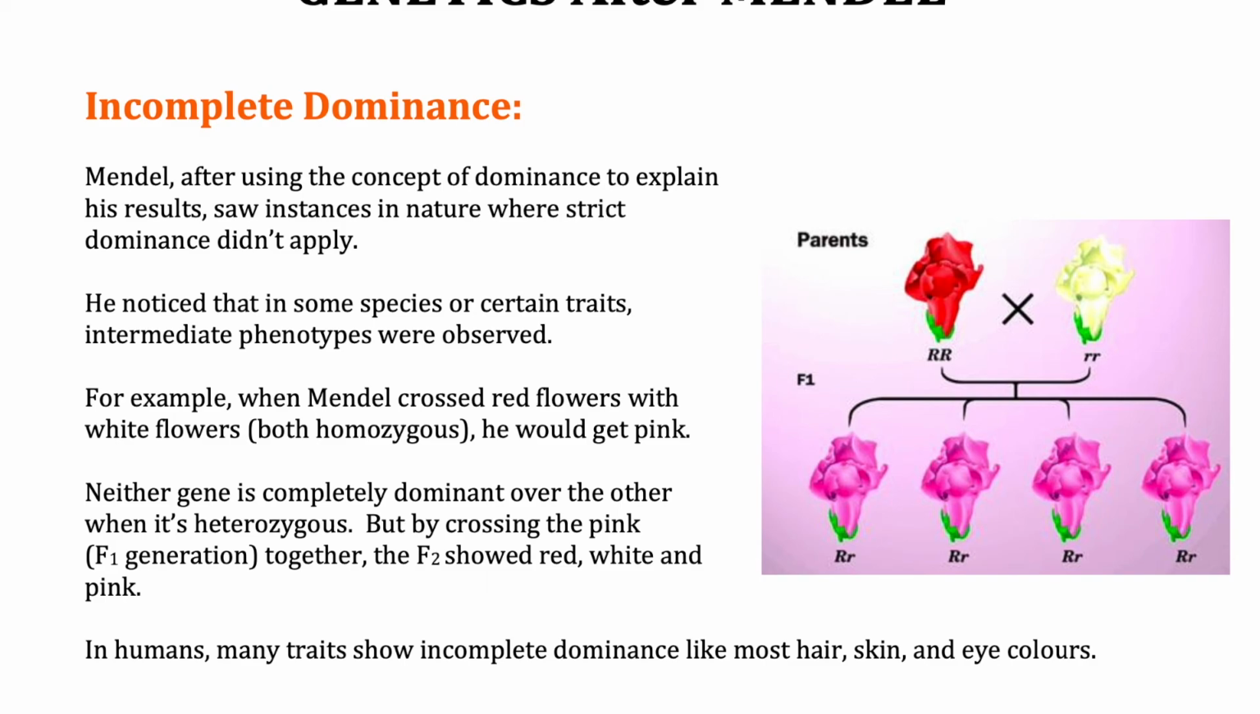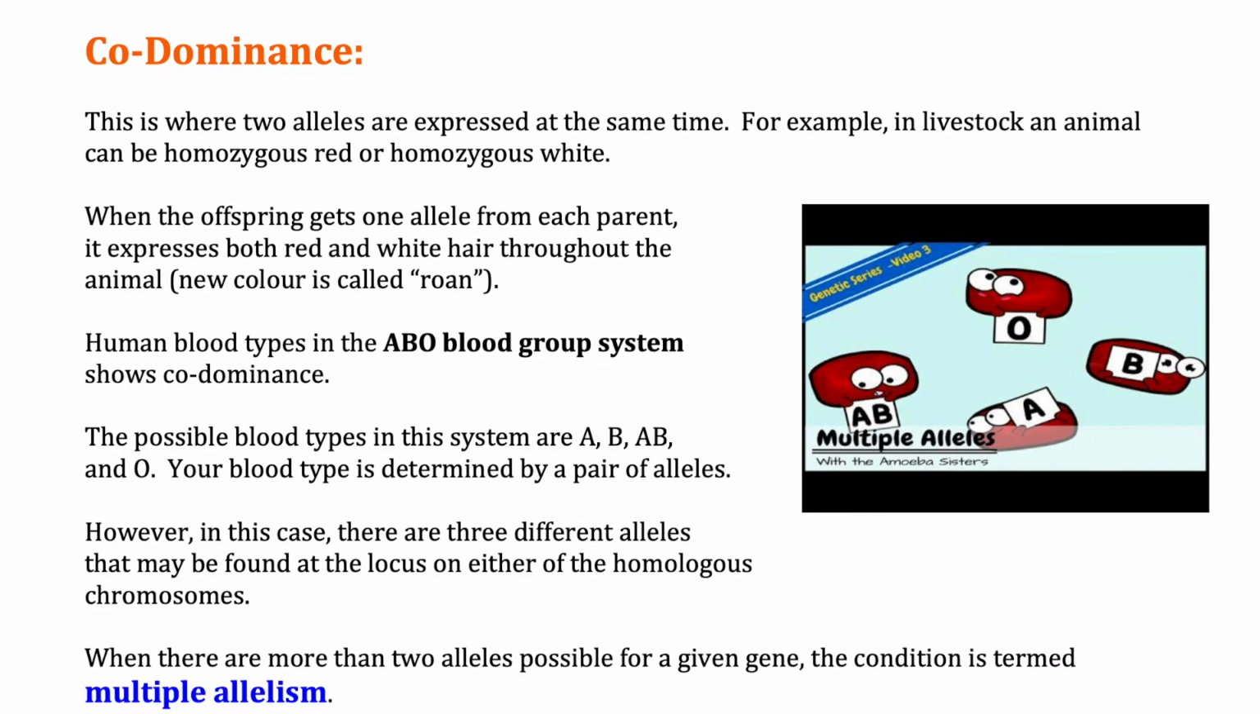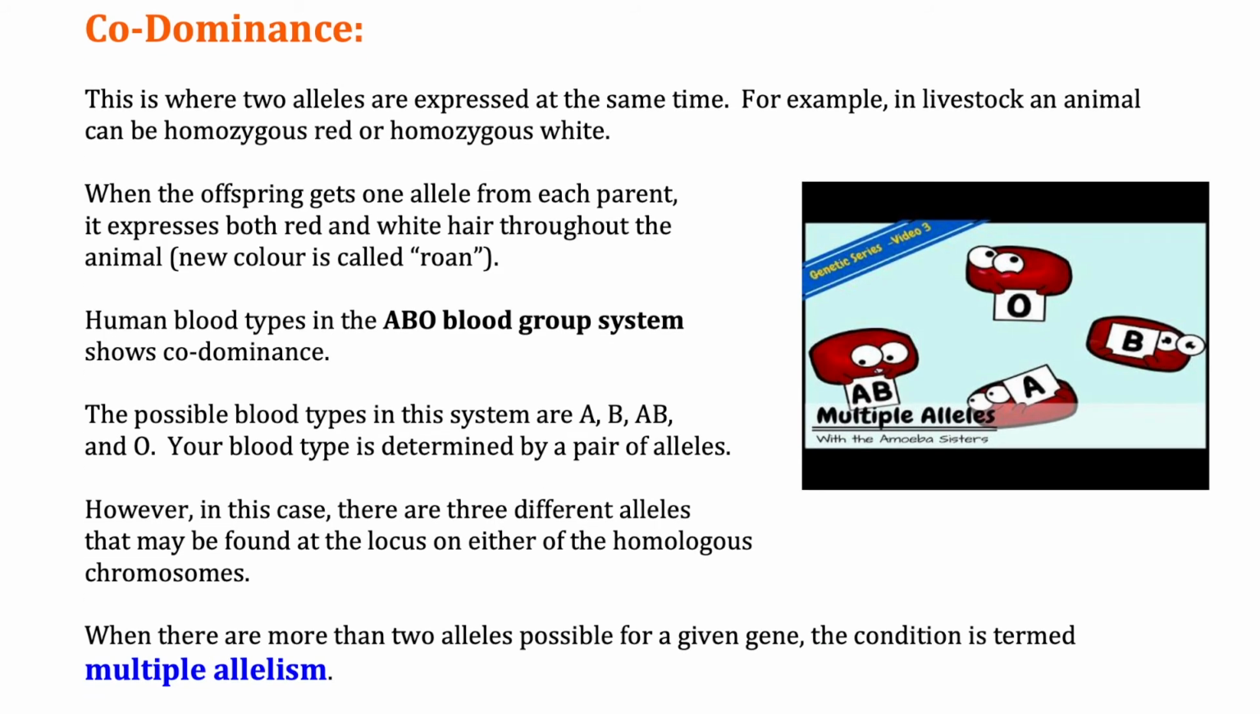In humans, many traits show incomplete dominance, like most hair, skin, and eye colors. Think about it. A Black person marries a white person, they have a kid, it comes out mixed. It's pretty simple. Then we have codominance.